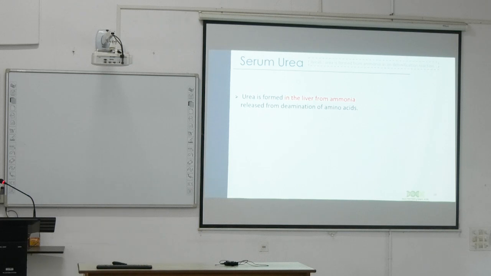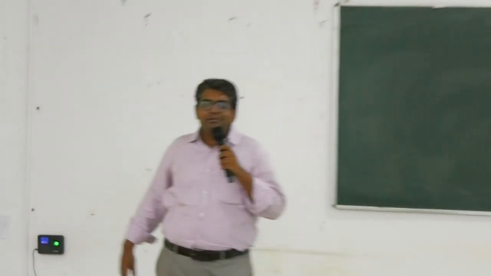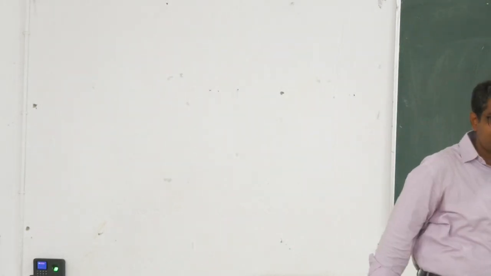Can we cause deamination of all amino acids? I want to cause deamination of tryptophan. Can I do it? Yes or no? No. Only one amino acid undergoes deamination, and the name of that amino acid is glutamate. And the enzyme is glutamate dehydrogenase.